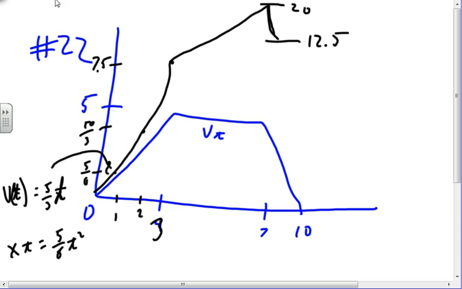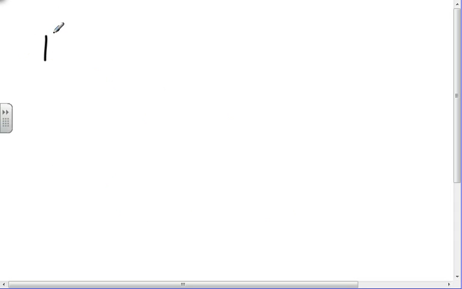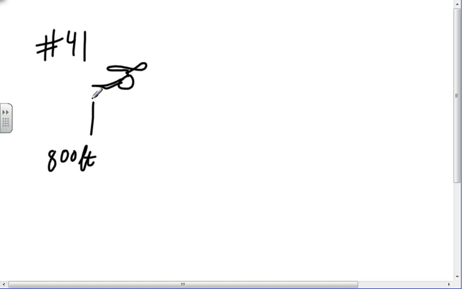Okay, so we're going to do 41, and then we'll call it a day, unless we find a more difficult problem. And 41 is a bomb dropped from a helicopter hovering at an altitude of 800 feet above ground. Okay, so I got a helicopter, and 800 feet, and there's my ground. I got it.